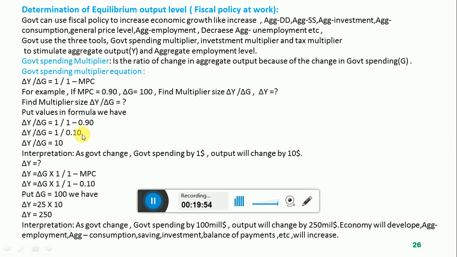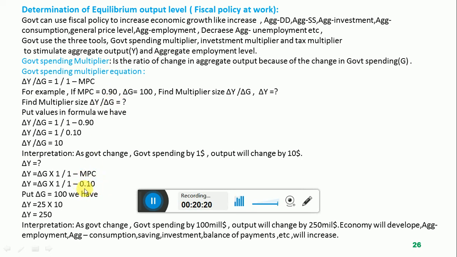Sorry, this is a little mistake in here. This is 1 minus 0.10. This is not 0.10. This is 1 minus 0.90 from here. Look at this. This is actually 1 minus 0.90 because I am substituting for MPC its value, which is 0.90, but this is a typing mistake. I wrote here 0.10.